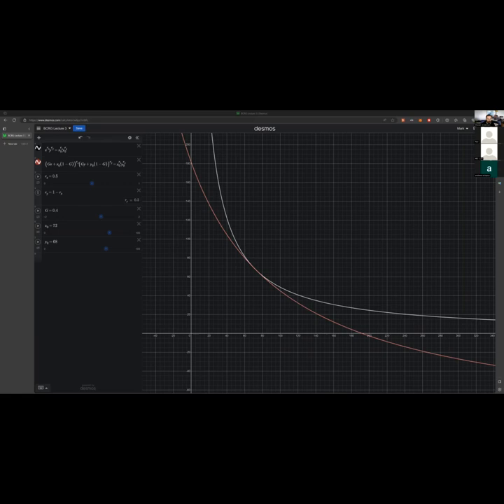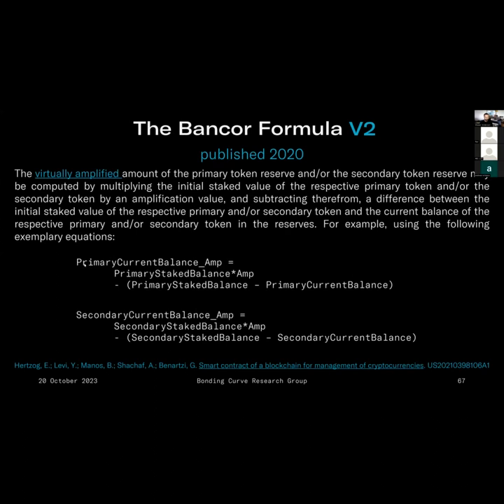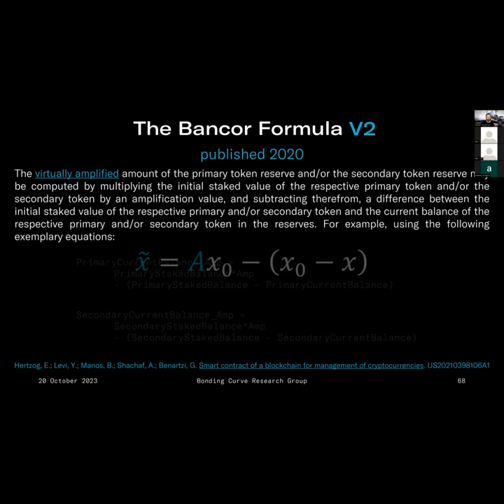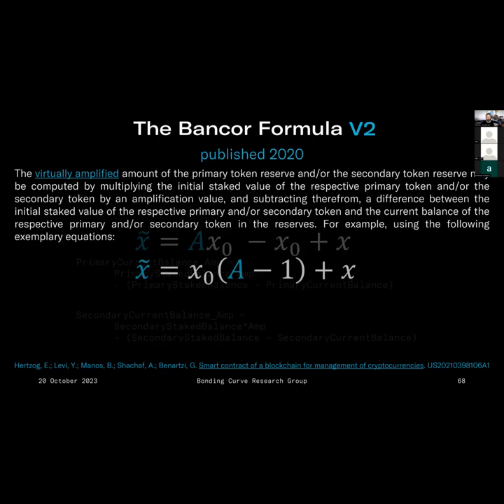Let's have a look at what this is actually telling us. The equation says the primary column balance amplified is equal to the primary stake balance amplified. And remember, I said that this primary stake balance is just a coordinate. This is the x zero or y zero, whatever it is, times that same amplification coefficient. But then we're still getting the primary stake balance and the primary column balance in here. The thing I'm trying to show you is that we don't actually care what the primary column balance amplified is. The things that we care about are all in here. So this X tilde is kind of irrelevant. All we need to know is how X tilde interfaces with everything else.